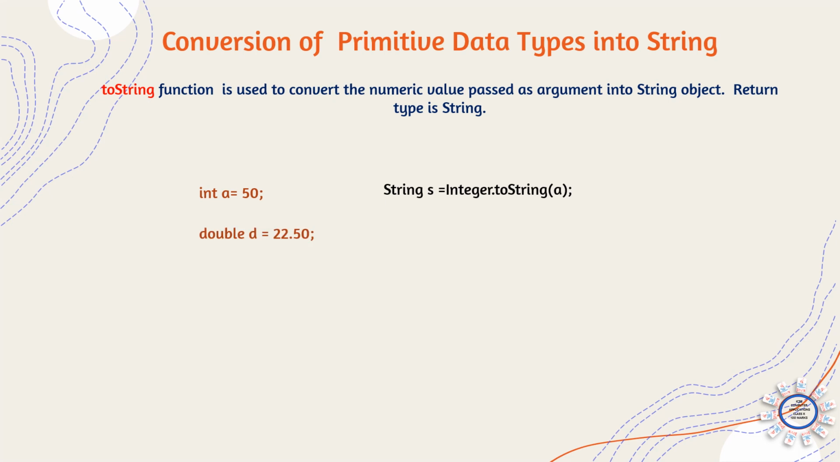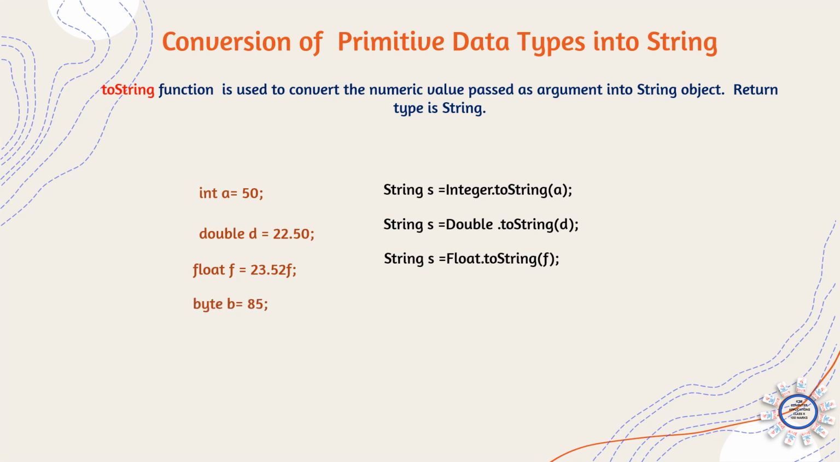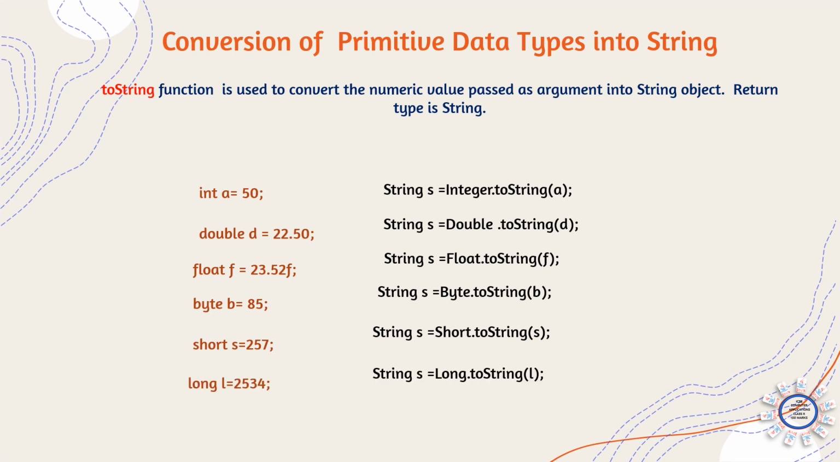And if you want to convert a double number to string, it will be Double.toString, with the variable name. And if you want to convert float, Float.toString. And if you want to convert byte, Byte.toString. So like this, it is easy to convert the primitive data types into objects. Here we can see more examples. Short, Short.toString, and long means Long.toString. So like this, all primitive data types can be converted into string. I hope you understood the concept.